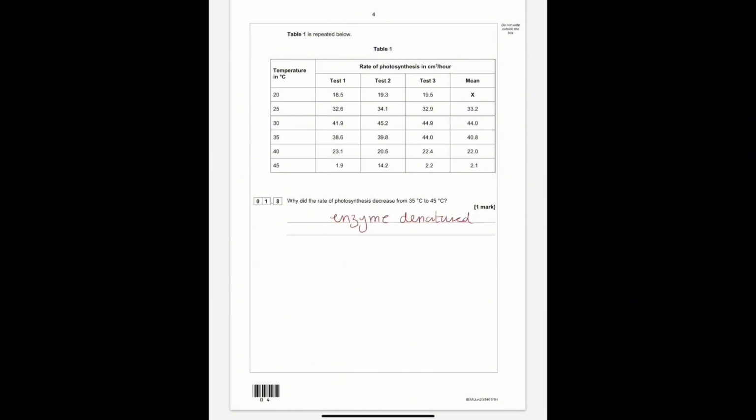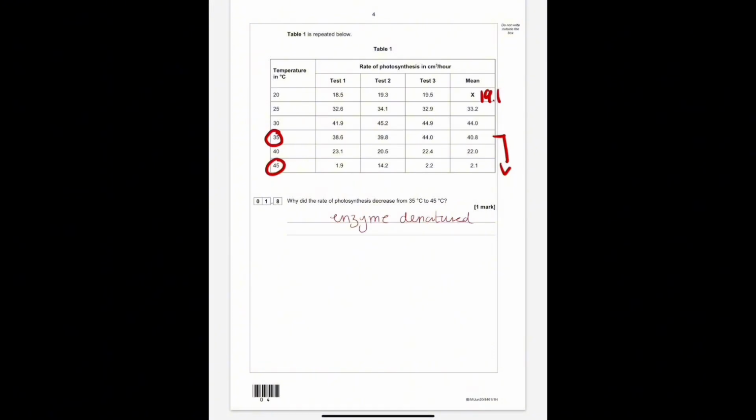Table 1 is repeated below. That was 19.1. Why did the rate of photosynthesis decrease from 35, which is over here, to 45 degrees? So we can see that the rate was decreasing. We can see it went from 40.8 to 2.1, which we can see over here. At 30 degrees, it was 44.0, and then after 30 degrees, we can see that it started to decrease the rate of photosynthesis.